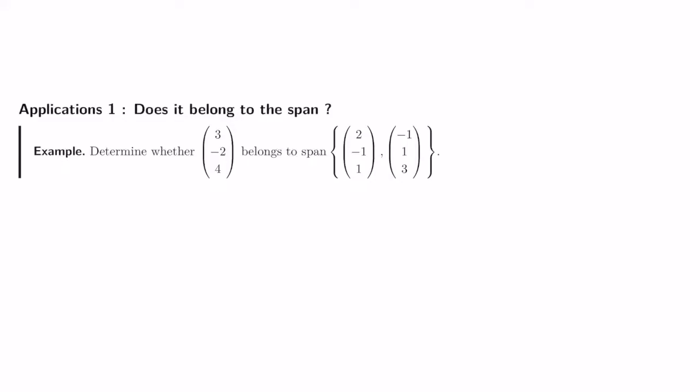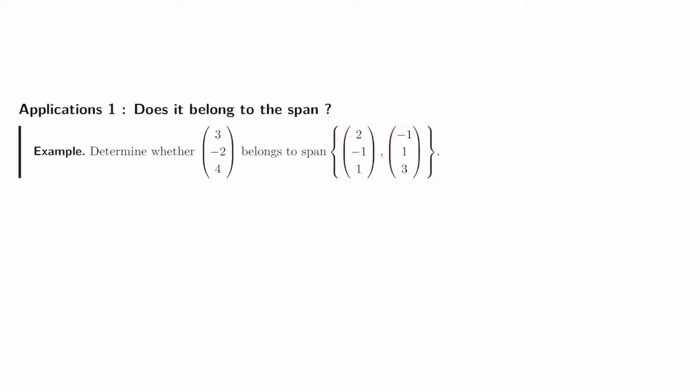Here, we're going to discuss two applications of Gaussian elimination. The first one is to determine whether a given vector is in the span of certain other vectors. Let's look at this example. Determine whether this vector (3, -2, 4) belongs to the span of these two vectors, (2, -1, 1) and (-1, 1, 3).